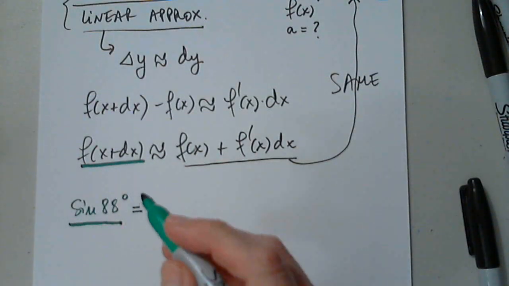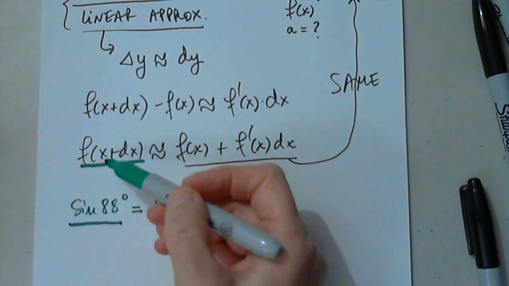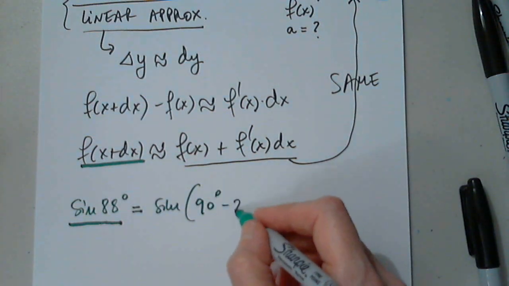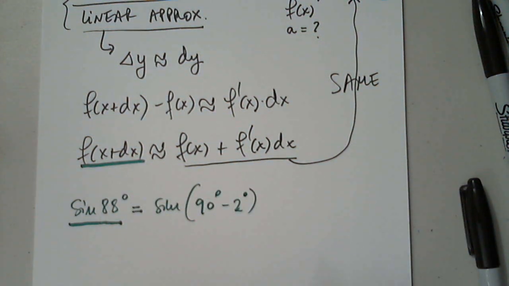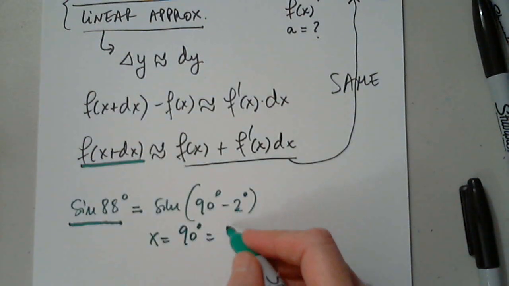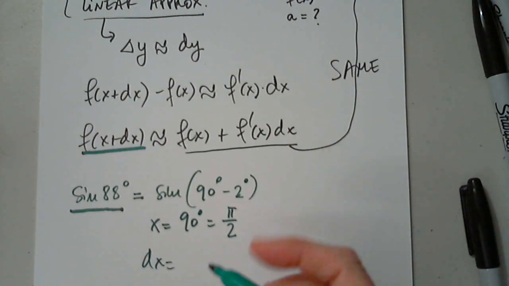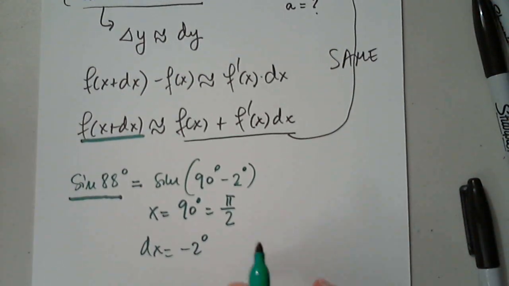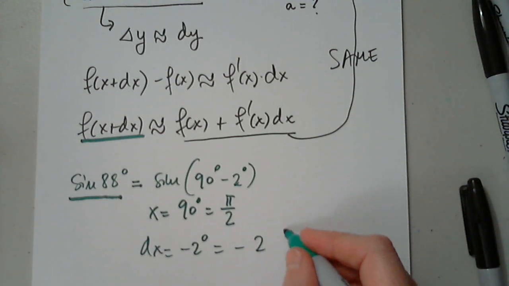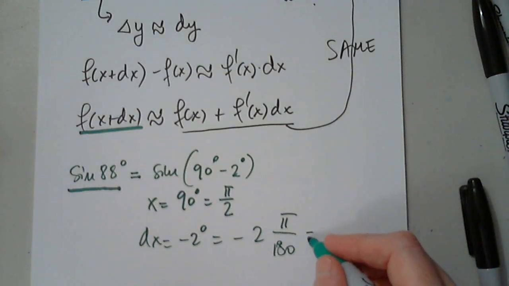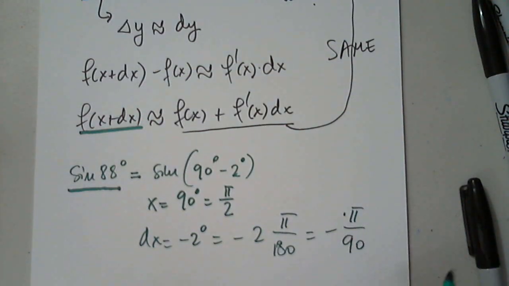I'll have to write it as sine of 90 minus 2 degrees, because 90 I know what it is. And 90 minus 2 is 88. So 90 is my x. Okay, 90 degrees, but we know that this is basically pi over 2. And I know that dx is negative 2 degrees, which I cannot use. It has to be negative 2 times pi over 180, because it has to be in radians. And this is negative pi over 90.